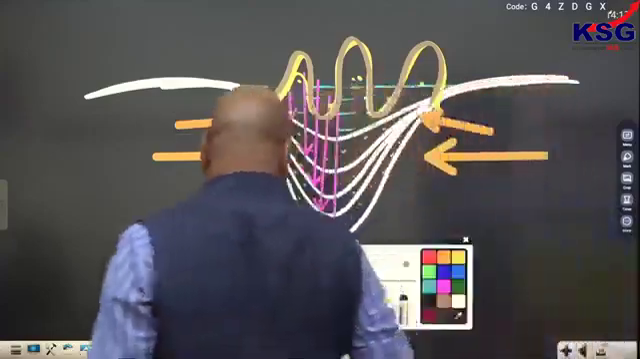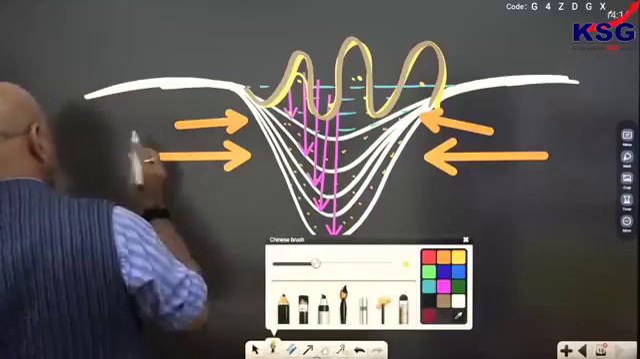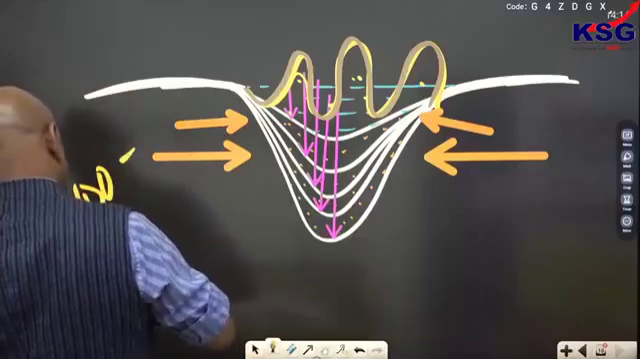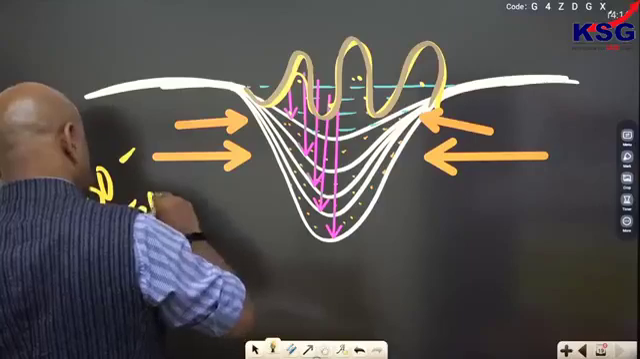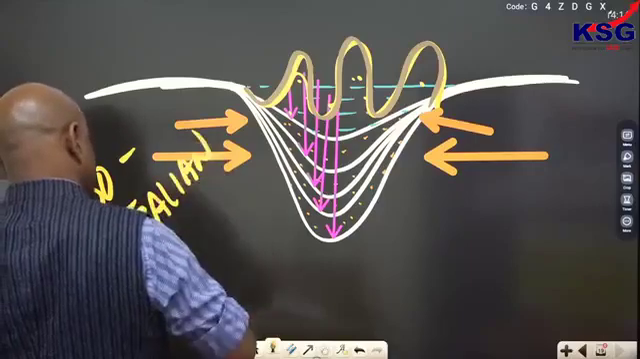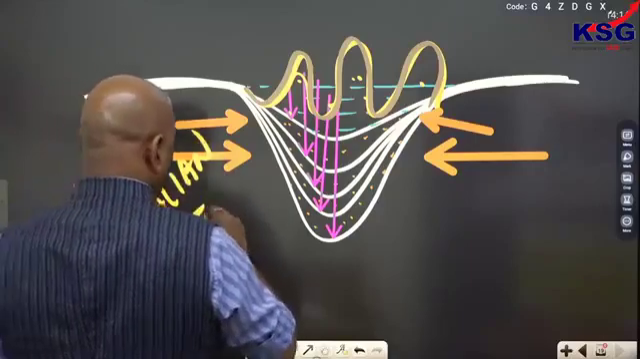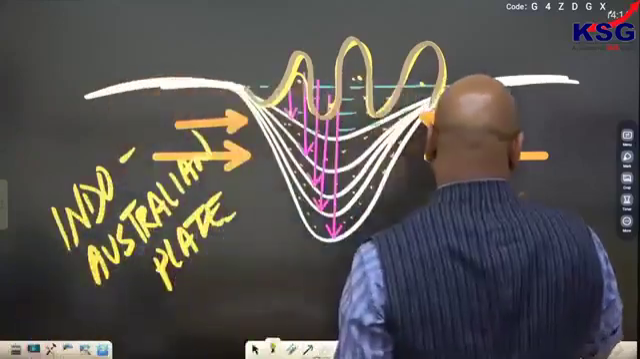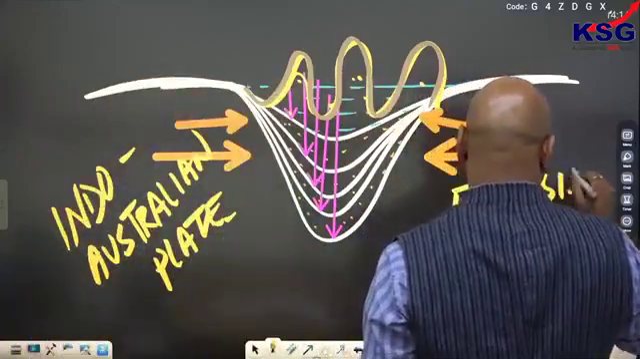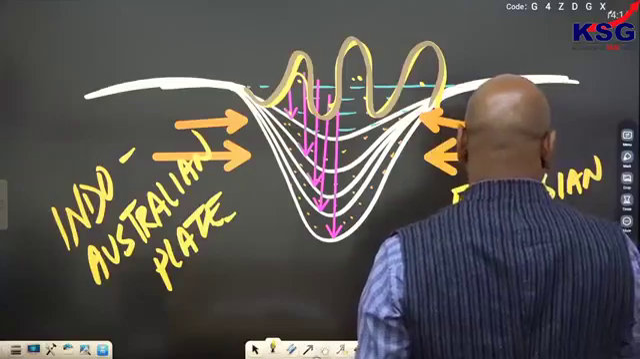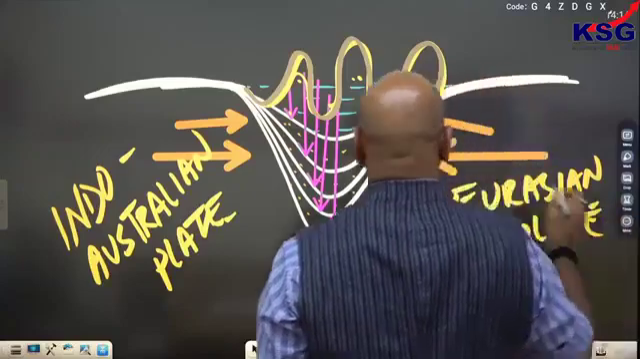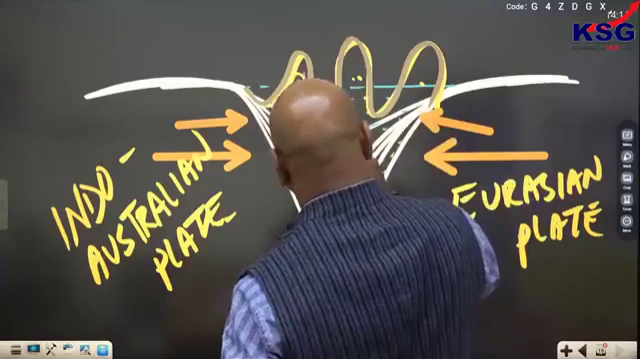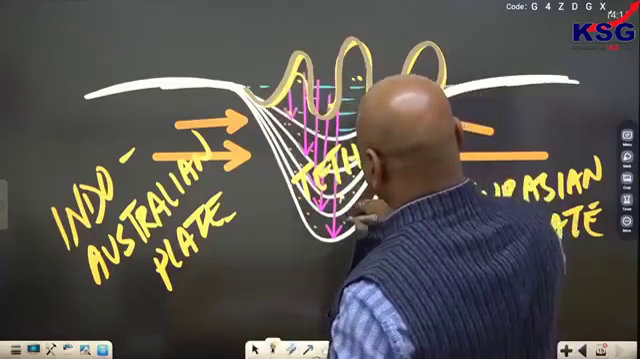This is what they said: this one is your Indian plate or Indo-Australian plate, and on the upper side you have the Eurasian plate. Between those plates you have the formation of the Tethys geosyncline. This is the Tethys geosyncline.